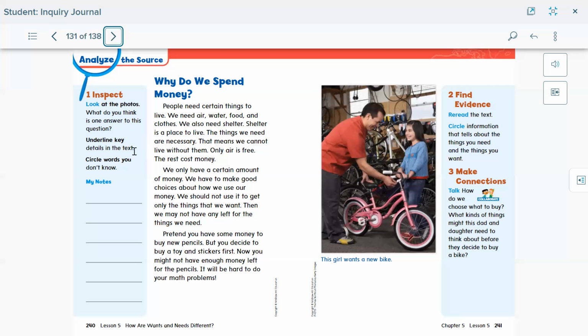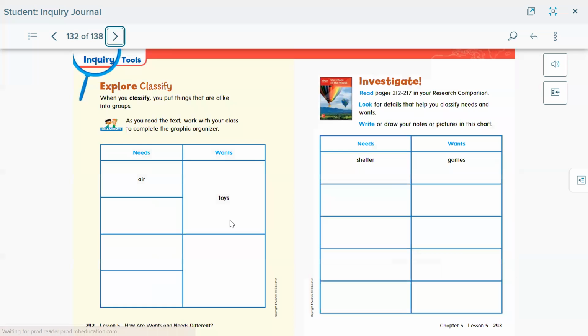Underline key details in the text. So I see details such as why it's important to buy things, or how do we buy it, so we can say spending money or having money, or for things that we need. We should not use it to get only the things that we want. Circle words that you don't know. So whatever you think is new for you, that you didn't know before, you can circle.